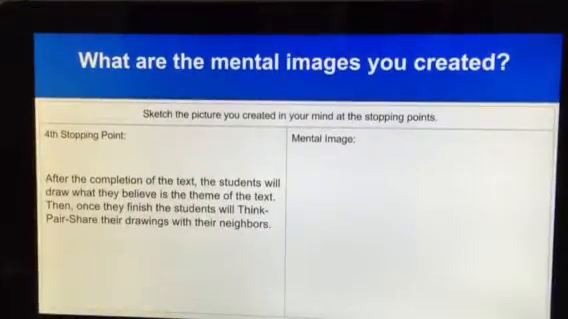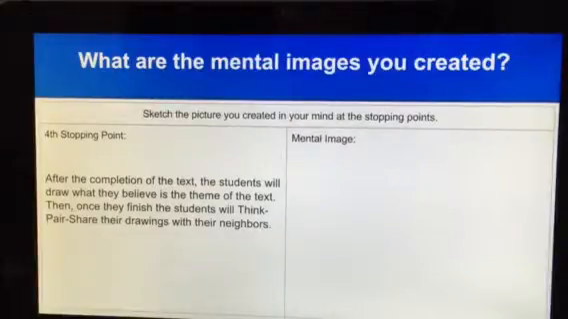Okay, for their independent activity, students are still going to sketch. They will be asked to create images. Create an image that describes what they feel the theme is in the text. Since each student's background, schema, their prior knowledge, all of that is different, their sketches of the theme will be slightly different. The students will then think, pair, share with their neighbor.